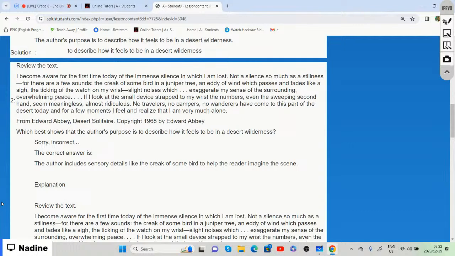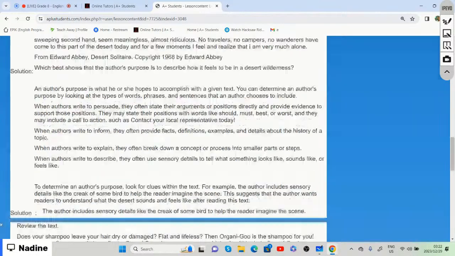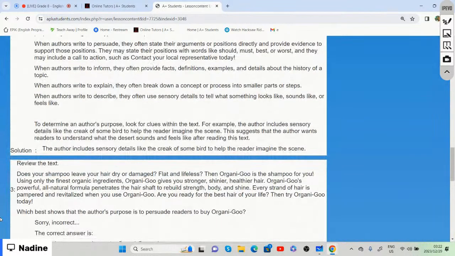So the author includes sensory details like the creak of some bird to help the reader imagine the scene, meaning it is outdoor. And the creak of some birds, right? This suggests that the author wants the readers to understand what the desert sounds and what the desert feels like after reading this text. And that is why specifically he is describing it.